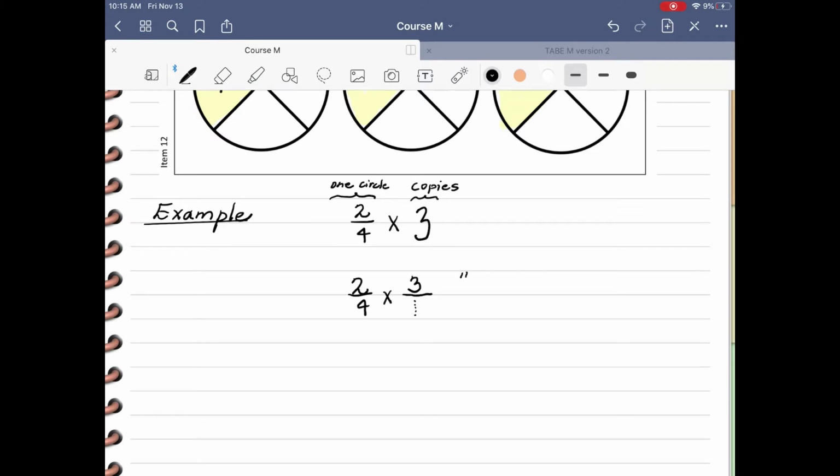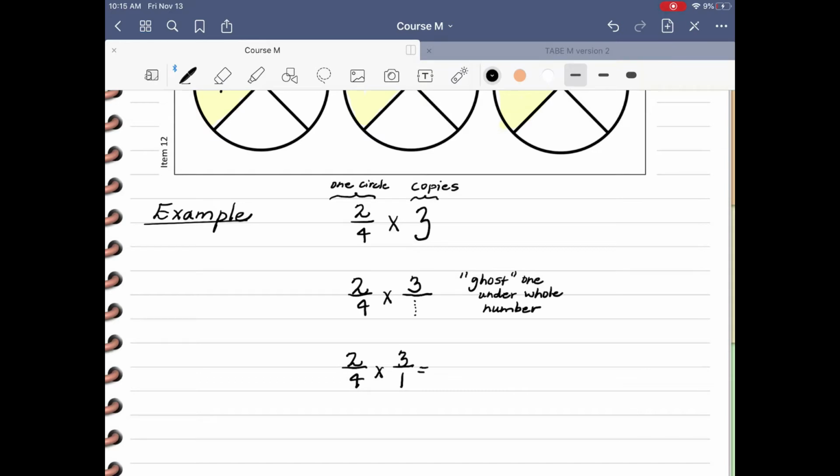So you will hear me refer to this as the ghost 1 because it floats in there and it floats away and it doesn't change anything. It just helps me to organize my problem. So I'm going to put a ghost 1 under the whole number. And in this case, the whole number is the 3. So then I have a problem that looks like this. 2/4 times 3 over 1.